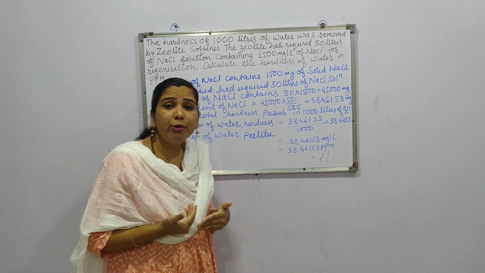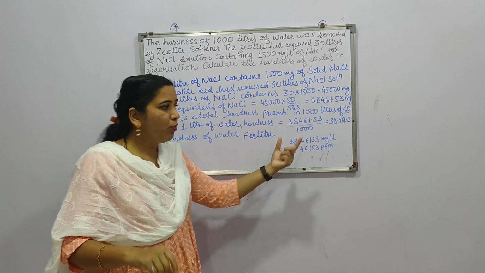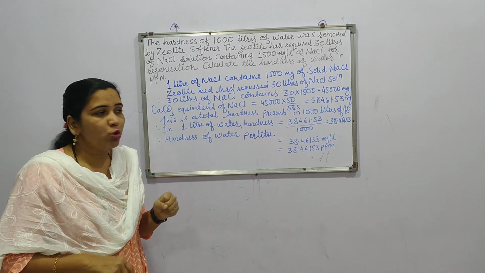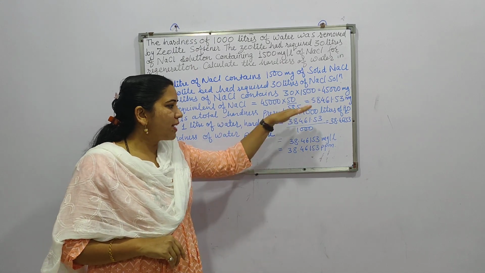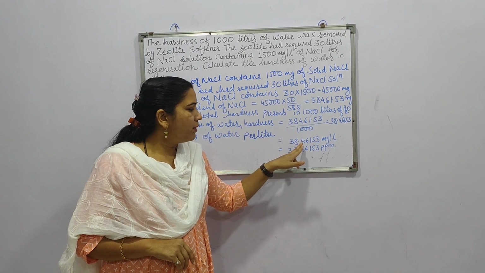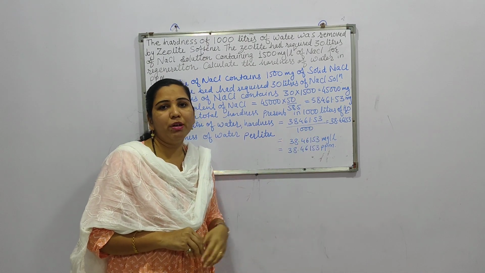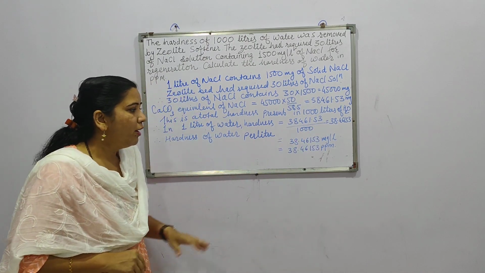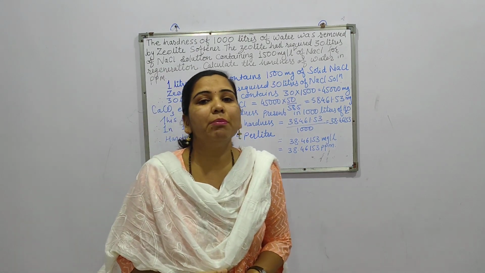In the same way, if we have to calculate the volume of water, we write X for the volume of water, and the hardness will be given. So the hardness of water per liter is 38.46153, just by shifting the decimal point by 3. In this way, we get the hardness of water in ppm, that is milligrams per liter.